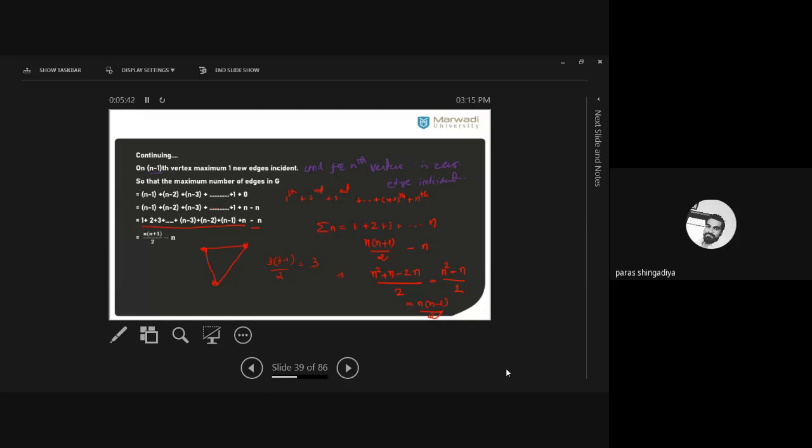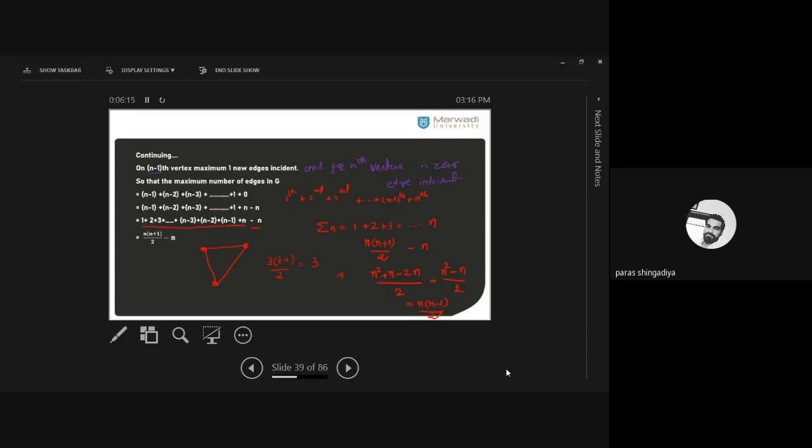Sigma n is equal to 1 plus 2 plus 3 up to n, and we have one of the formulas, it is n into n plus 1 by 2. Okay, that is the formula of sigma n. So replace it here, sigma n minus n, and then simplify it by taking LCM 2. So n plus n square plus n minus 2n divided by 2. Multiply the bracket by n, so n square plus n, and 2 will be multiplied with n, so minus 2n divided by 2.